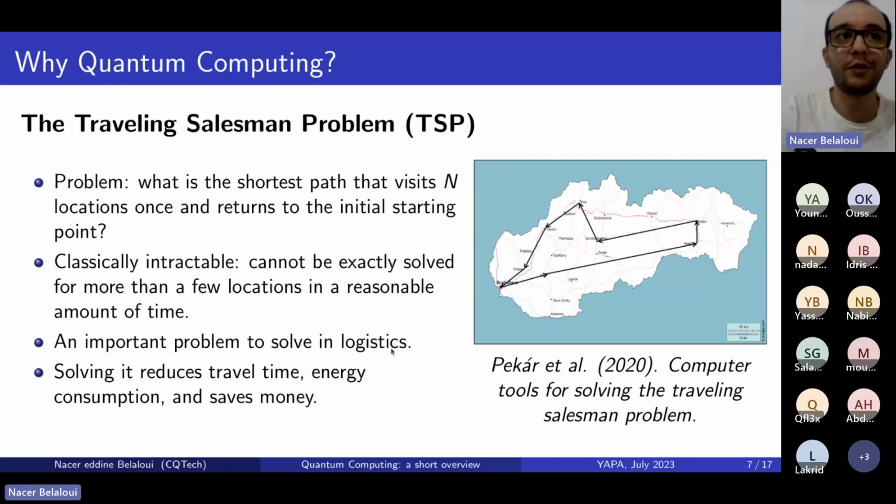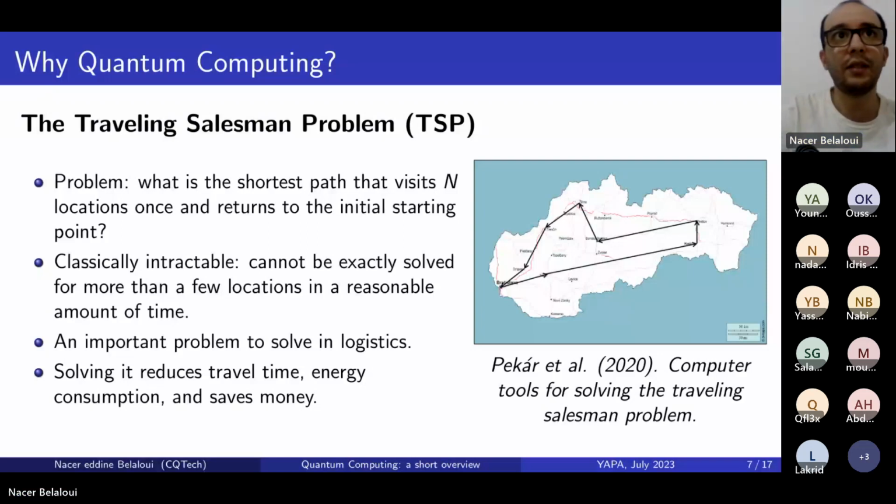So it's an important problem to solve in logistics, and it's not just a mathematical problem that we're trying to solve here. Solving this problem means we reduce travel time for our trucks. We reduce energy consumption, so we consume less fuel, and ultimately we save money. And quantum computing, in this case, actually helps us solve many problems at a time, for example energy consumption and CO2 emissions, and at the end of the day, saves us a lot of money.